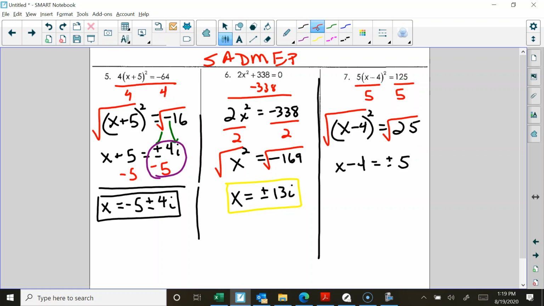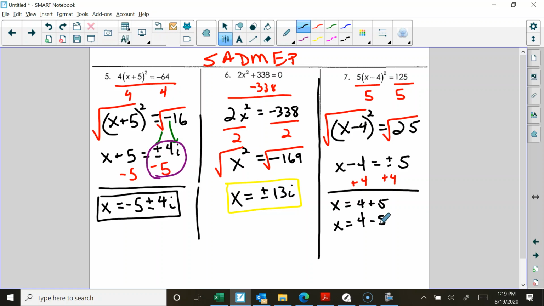Parentheses are gone, so we go back up to the front of SADMET. So we add 4 to both sides. Now here we have like terms. We can actually come up with 2 different answers. 5 and 4 can be added together. So we have x equals 4 plus 5, and we have x equals 4 minus 5.